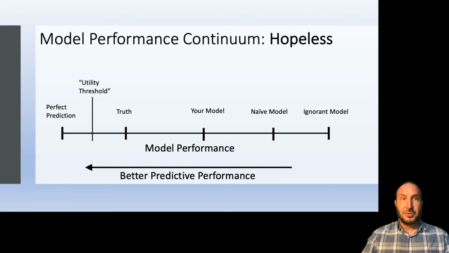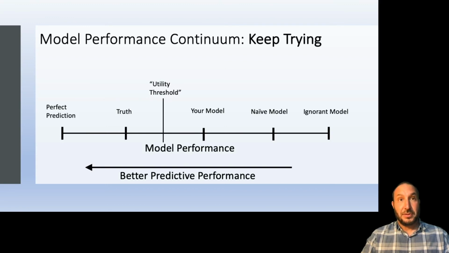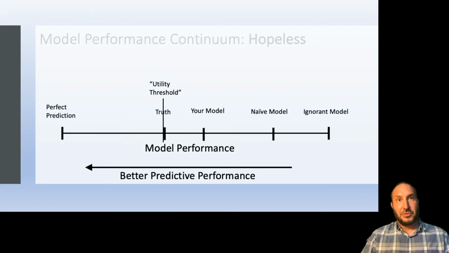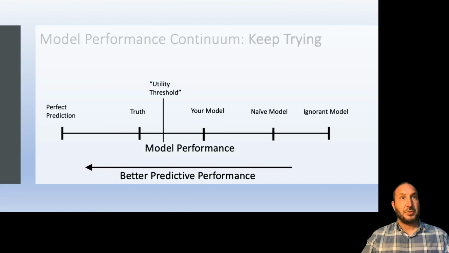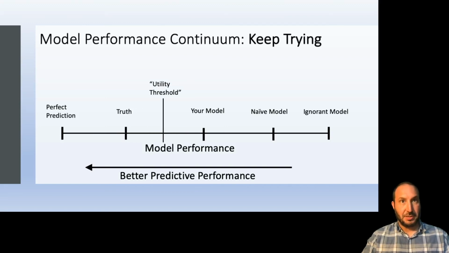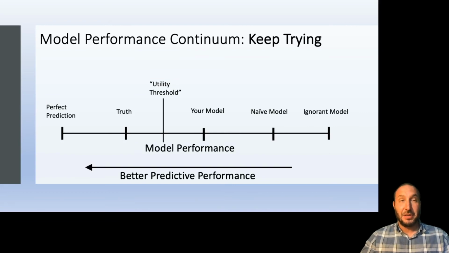And the challenge with these situations is that we don't really know where the truth is. So we might know that we haven't reached our utility threshold yet, but we don't know if the truth is over here and we're hopeless, or if the truth is way over here and we should keep trying. So this is sort of the practical data scientist's dilemma, is that we don't know where the truth is.